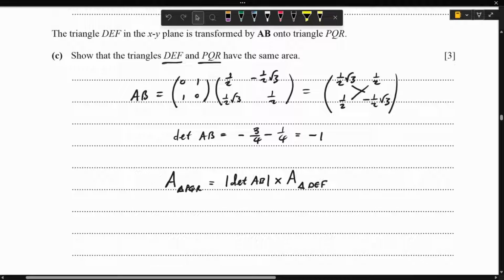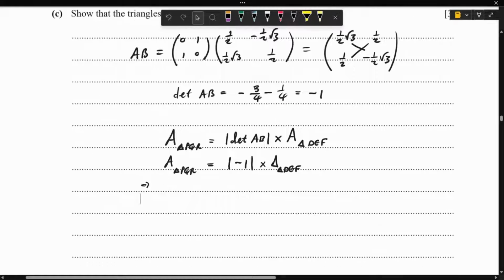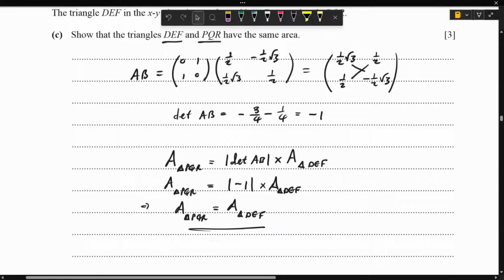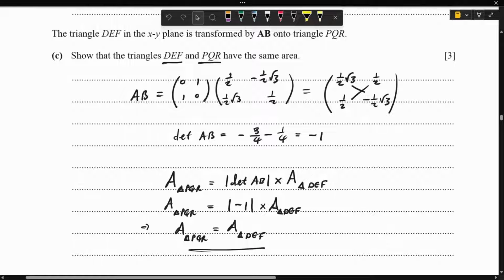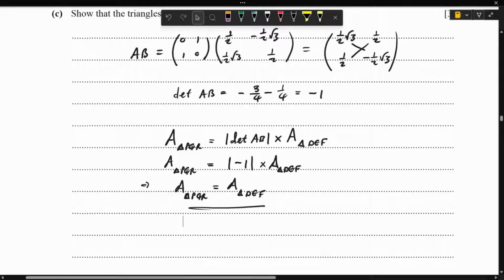Alright. So essentially, we're saying that the area of triangle PQR is equal to mod of minus 1 times the area of triangle DEF, which means the area of triangle PQR is equal to the area of triangle DEF. So that's how we prove it. That's how we show that the areas are the same, therefore shown.